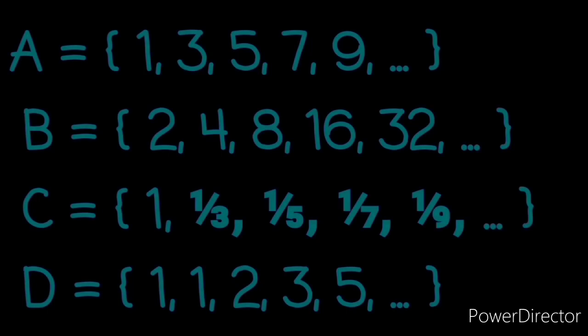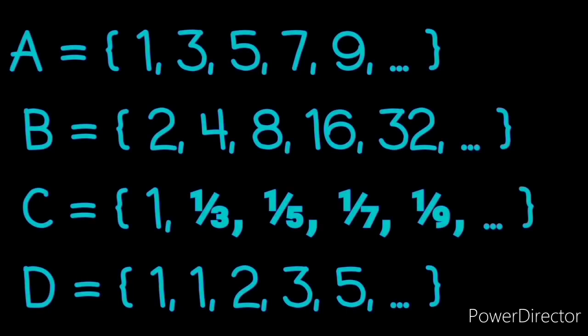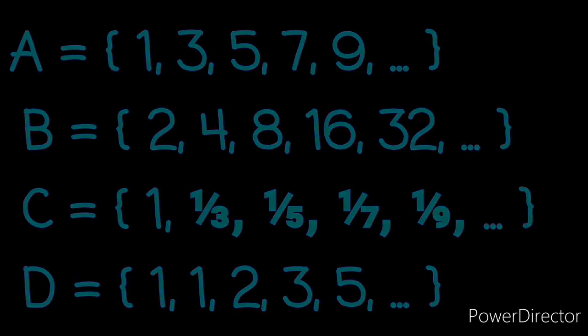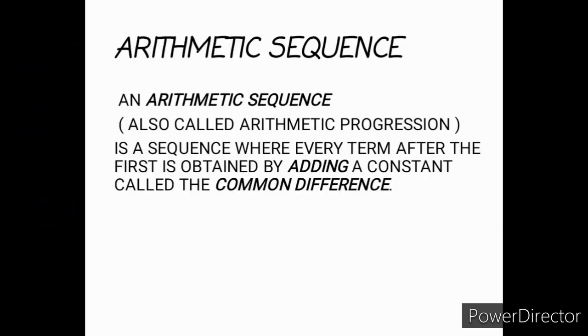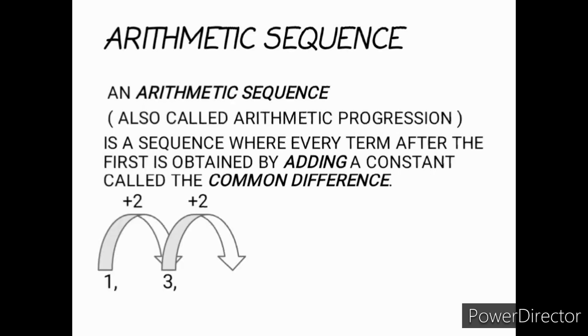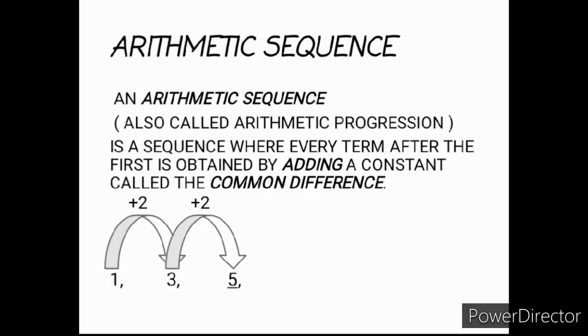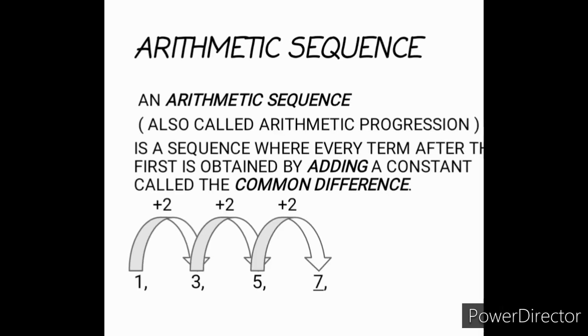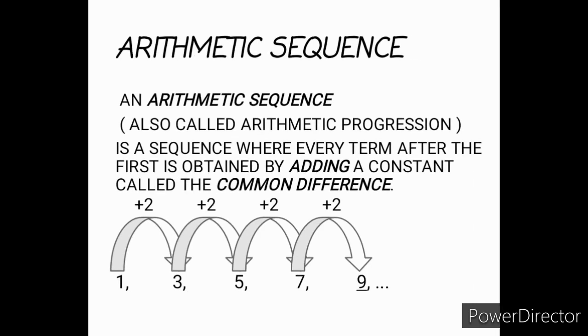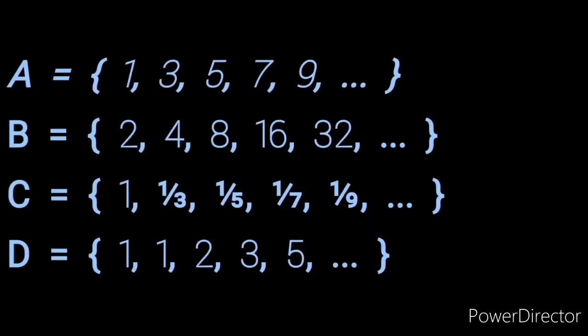To begin, let us first take a look at these four sequences. Which one do you think is an example of arithmetic sequence? To check if your answer is correct, let us first define arithmetic sequence. An arithmetic sequence, also called arithmetic progression, is a sequence where every term after the first is obtained by adding a constant called the common difference.